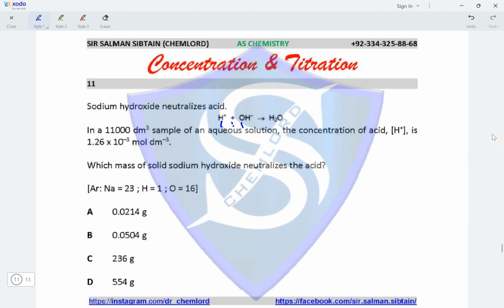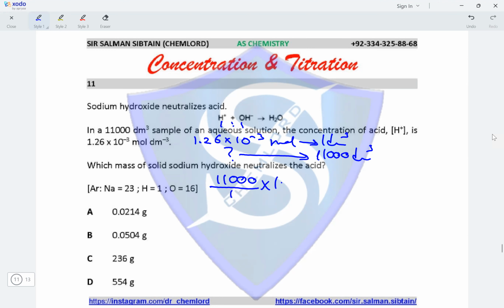So the given value for concentration is 1.26 × 10⁻³ moles in 1 dm³. How many moles would be present in 11,000 dm³? So this would be 11,000 upon 1 into 1.26 × 10⁻³. This gives us a mole value of 13.86 moles of acid.